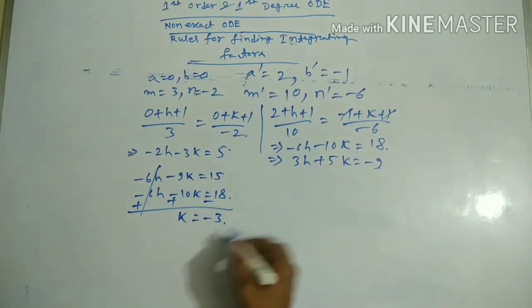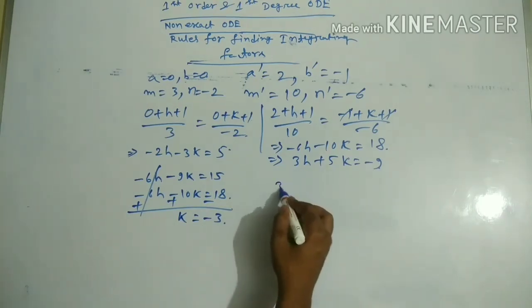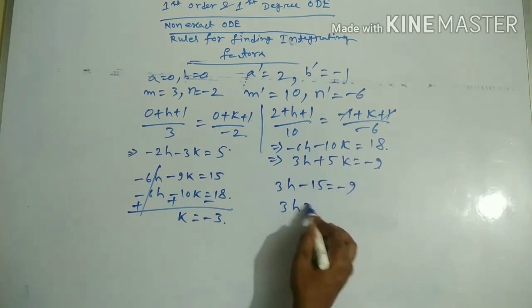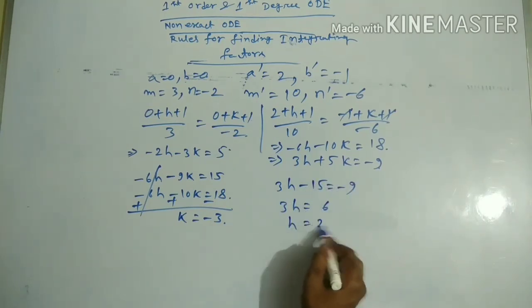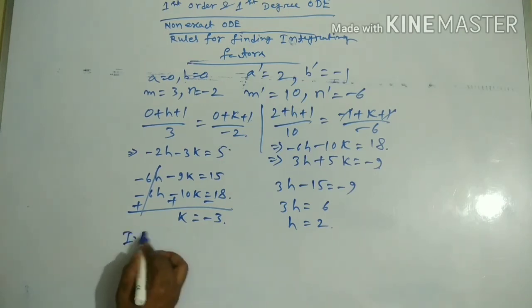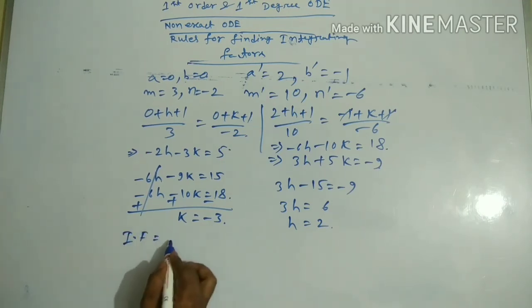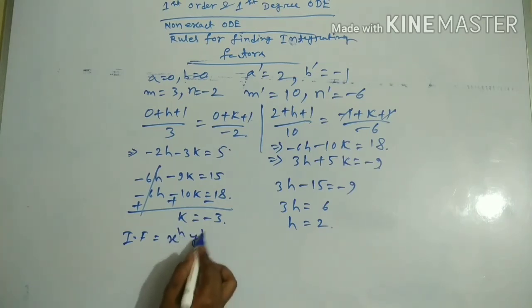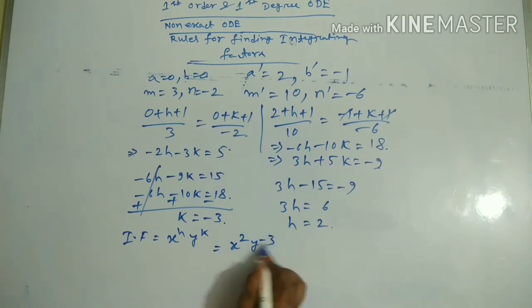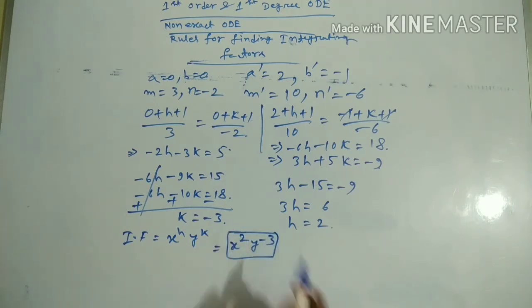Okay. Now if we put the value of k in this equation, then this will be 3h minus 15 equal to minus 9, 3h equal to 6, h equal to 2. So we got the values of h and k, h equal to 2 and k equal to minus 3. So the integrating factor will be, according to rule 5, x to the power h y to the power k, that is x to the power 2 y to the power minus 3. So this is the integrating factor.